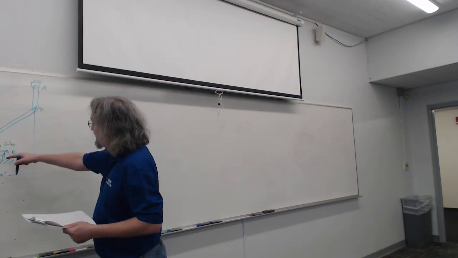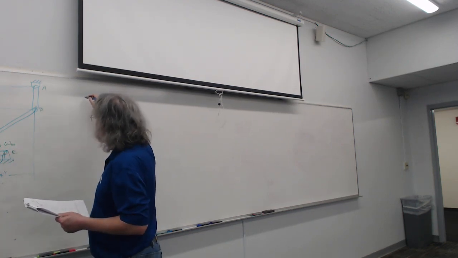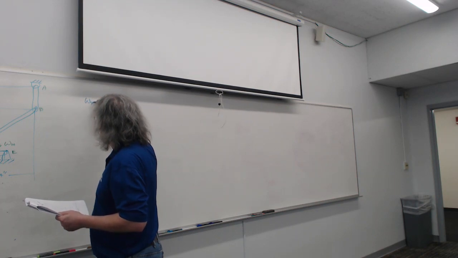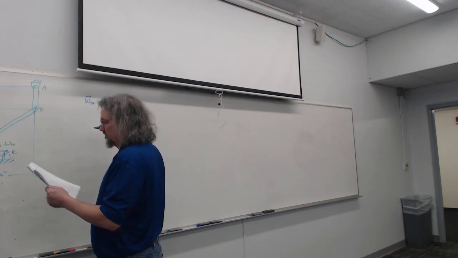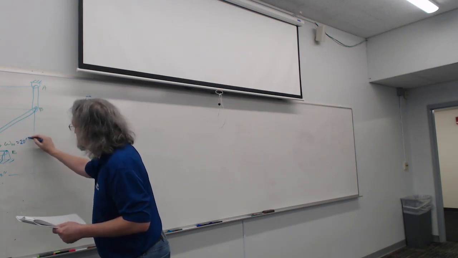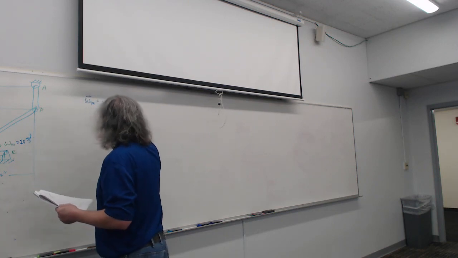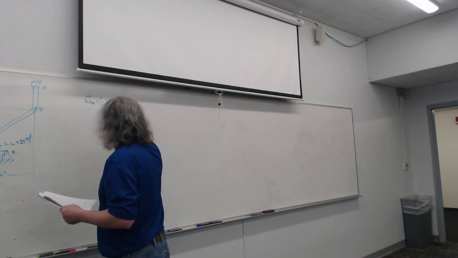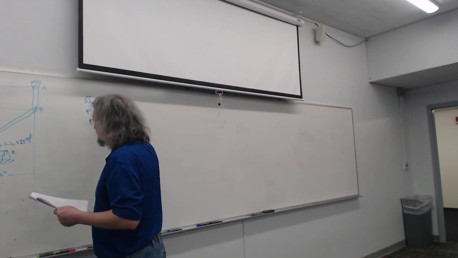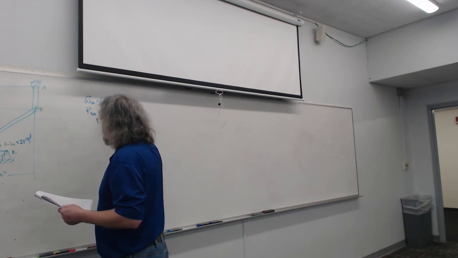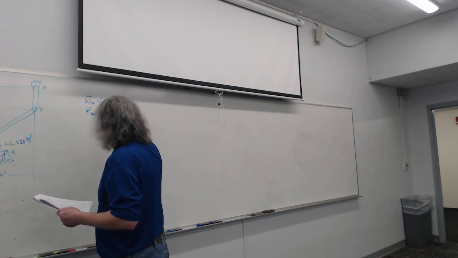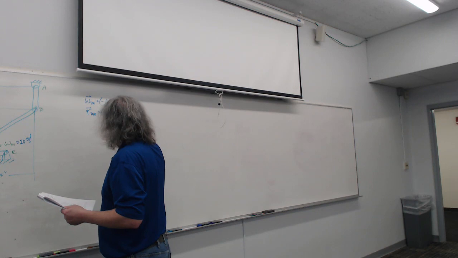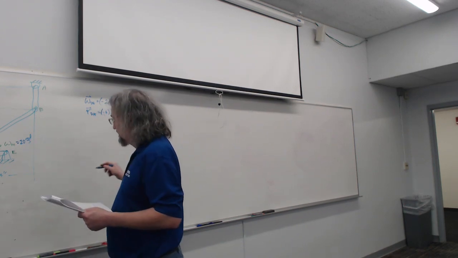We'll start off with the thing that we know. We have omega DE is equal to negative 20 K. And our R, D with respect to E, is going to be 6, negative 6 I, inches, if you want to say that.